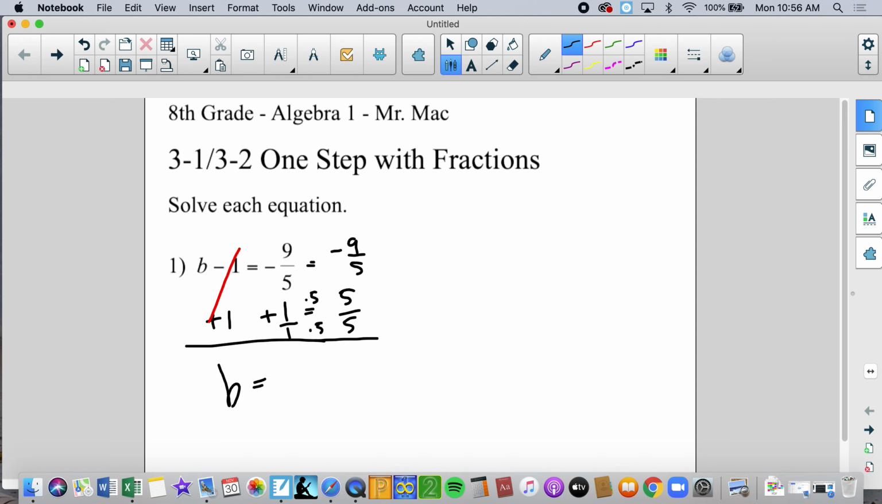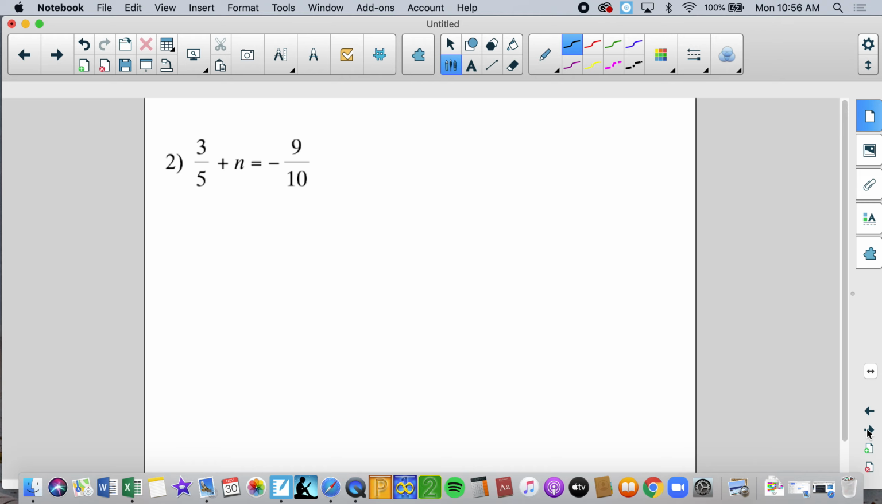And now, since we have like denominators, we're going to combine the numerators. So we have negative 9 and positive 5, which gives me negative 4/5. And that would be my answer for number 1. Number 2, we have a positive 3/5, so we would subtract 3/5, subtract 3/5. These cancel. You're left with n on the left side.